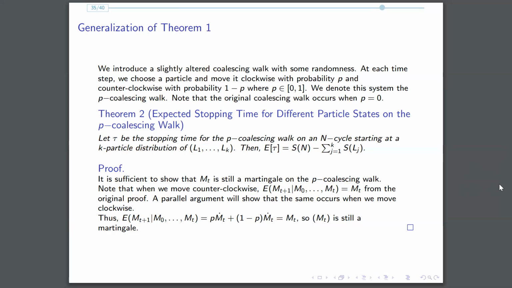theorem 2 as well. Note that when we move counterclockwise, the expected value of MT plus 1 given the previous MTs is just MT. And this is from the original proof, the original martingale lemma. And a parallel argument will show that the same occurs when we move clockwise. Thus, the expected value of MT plus 1 given the previous MTs is just p times MT when we go counterclockwise and 1 minus p times MT when we go clockwise. And that sums up to MT. So the sequence of MT is still a martingale, and our theorem 2 is proved as well.